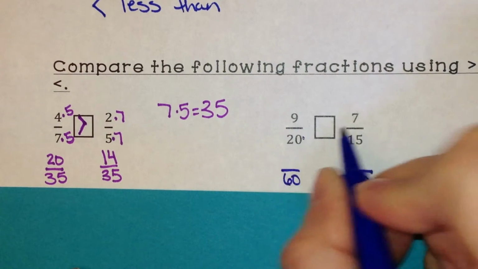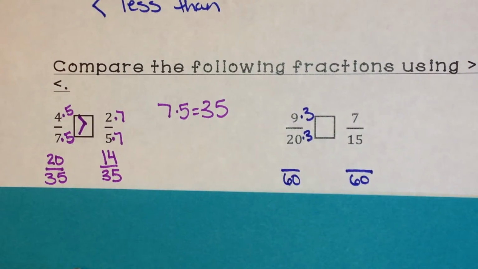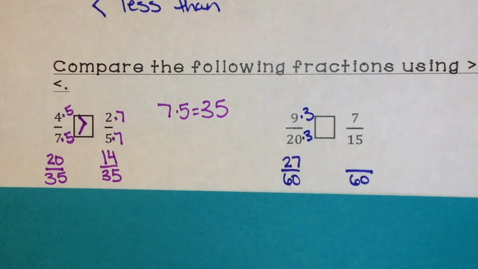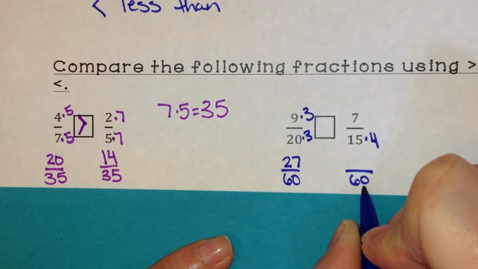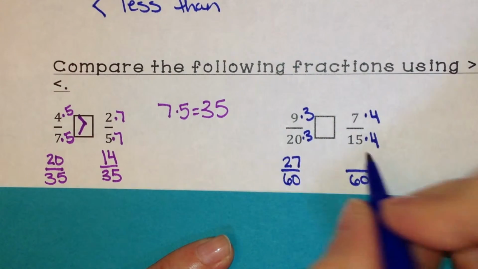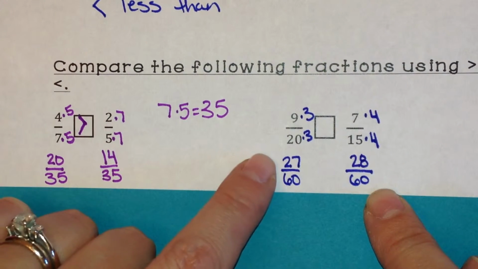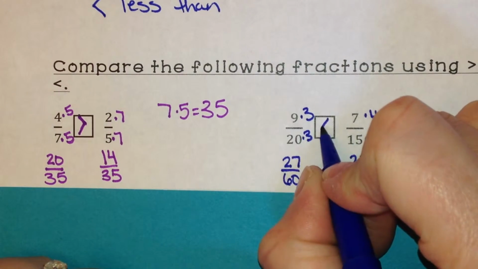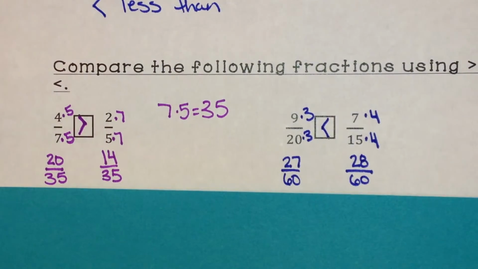Okay, we multiply 20 times 3 to get 60, meaning I also have to multiply 9 times 3. 9 times 3 gives me 27. Over here we multiply 15 times 4 in order to get 60. So I also have to multiply 7 times 4, which gives me 28. 28/60 is bigger than 27/60. I know that 7/15 is larger, so 9/20 is less than 7/15.